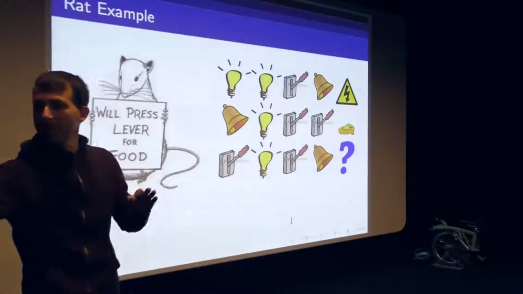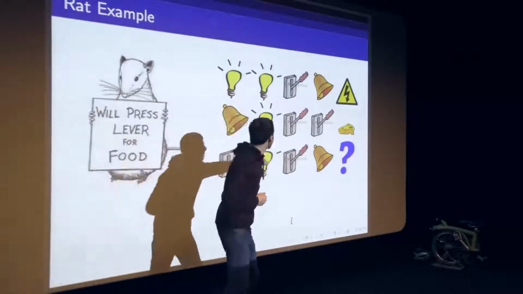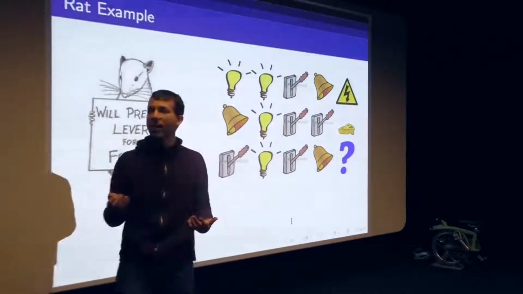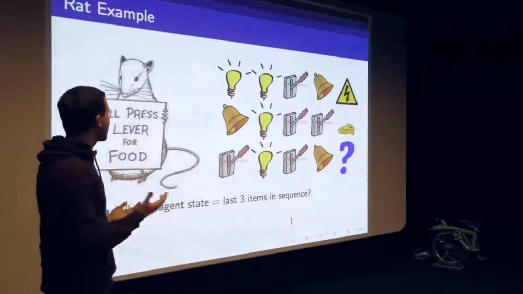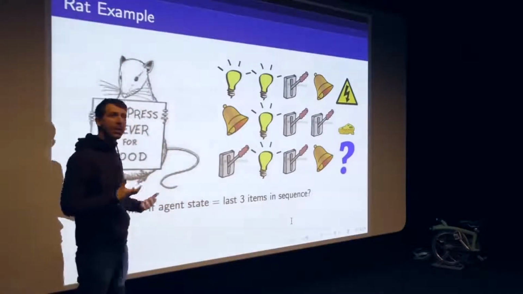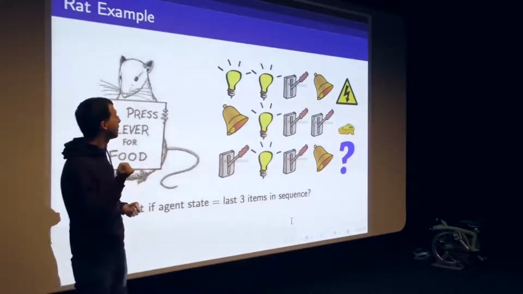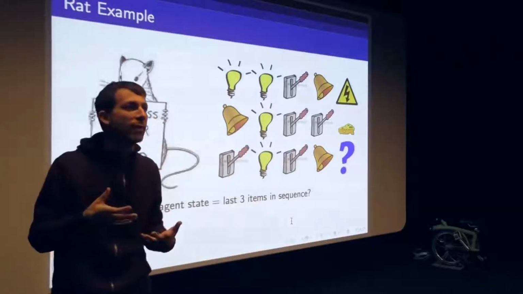Right, so the comment was that the recent history was the same. So we've seen light, lever, bell here, light, lever, bell here. So from the last three, we would expect there to be electrocution. So another way to say that is that if you're a rat and your agent state, the state that you're using to make your decisions, is the last three things in the sequence, then you would believe that you're going to be electrocuted. However, that's not the only choice for state.